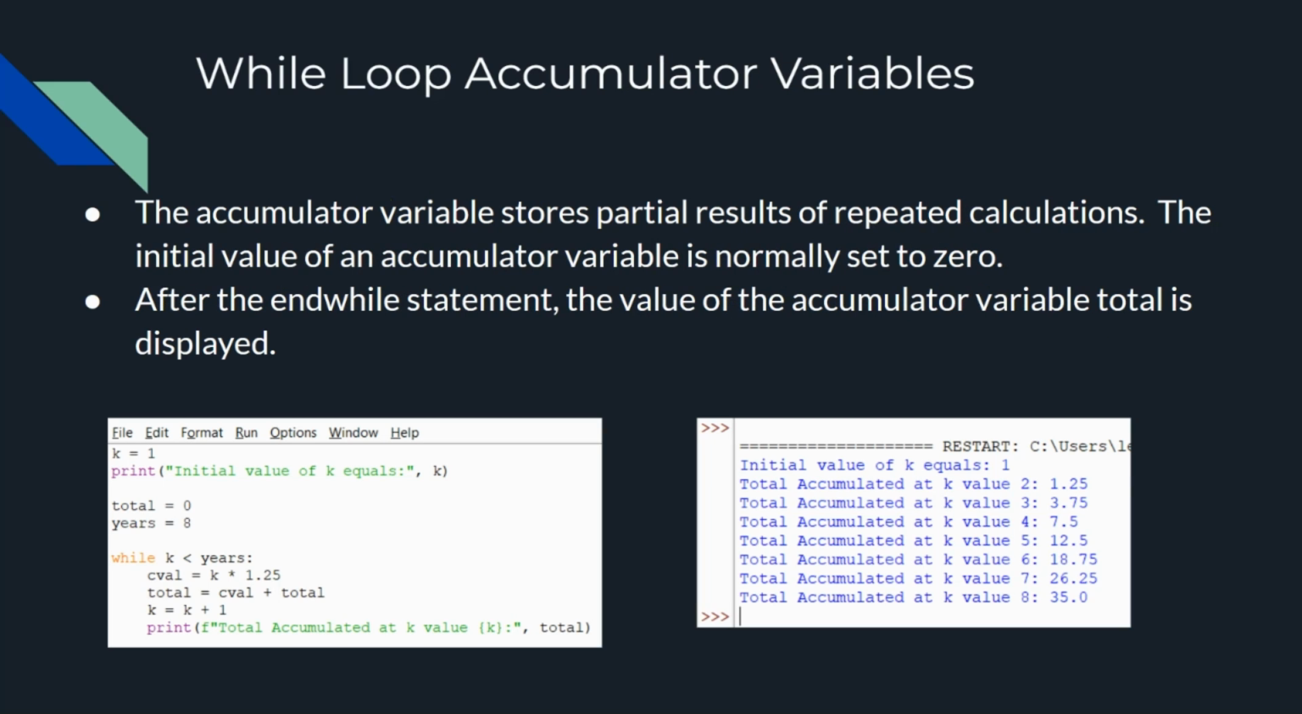An accumulator variable stores partial results of repeated calculations. The initial value of an accumulator variable is normally set to 0. In programming, each counter and accumulator variable serves a specific purpose and these variables should be well documented.